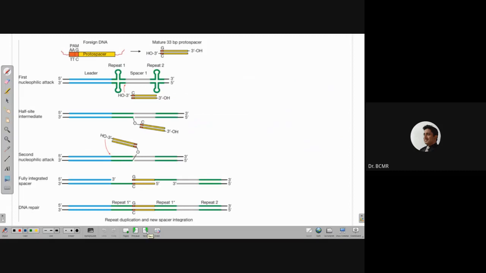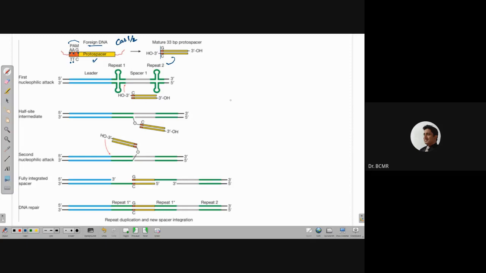So the question now is, first of all, how does it incorporate the protospacer? Here is a protospacer. This is the foreign DNA. Here is the protospacer, and this is the PAM sequence. Here it is GAA, or I should say AAG, and TTC, or CTT, on the complementary strand. This is processed by the Cas1, Cas2 complex, and the PAM sequence is now reduced to G. And this sequence is picked up and incorporated into the CRISPR array.